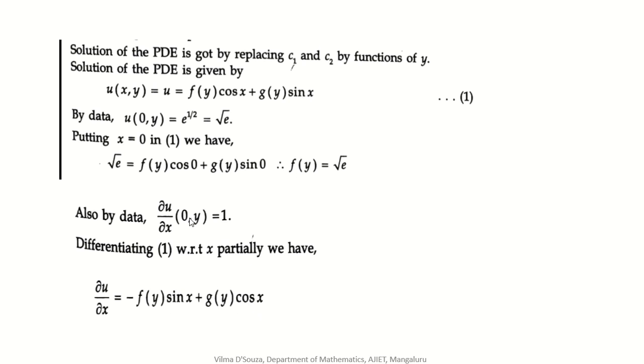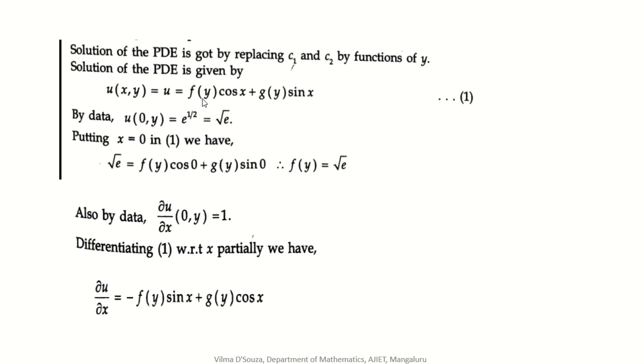Now use the condition: when x is 0, ∂u/∂x is 1. So put x equal to 0 here. What is ∂u/∂x? 1. This term will be 0, since sin 0 is 0. This term will be g(y) into cos 0, that is g(y). So g(y) = 1. So f(y) is root e, g(y) is equal to 1. Substitute here. So u = root e cos x + sin x.